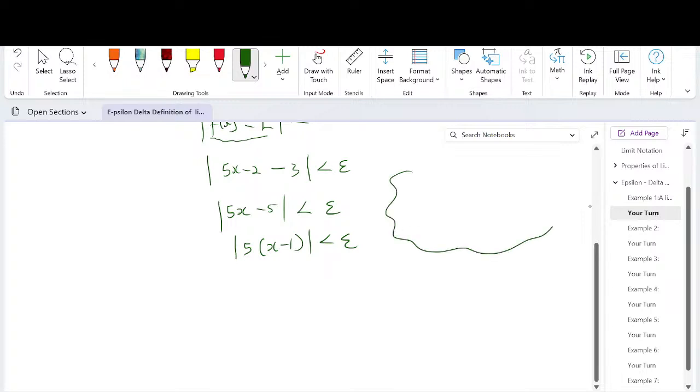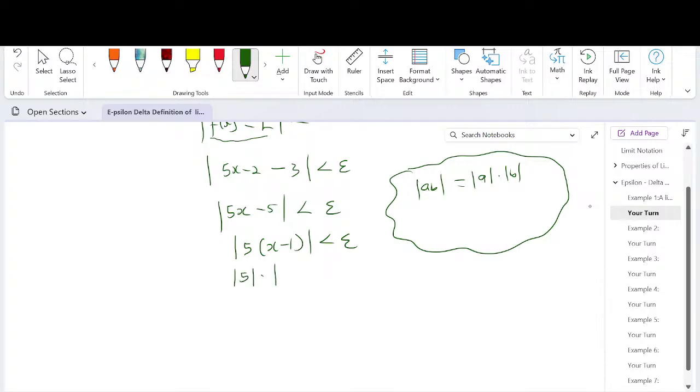You can just say that the absolute value of ab is the same as the absolute value of a times the absolute value of b. You don't need to write this, just so that you know this is the absolute value of 5 times the absolute value of x minus 1, which is less than epsilon. So you now have 5 times |x - 1| less than epsilon. So you divide both sides by 5, so |x - 1| will be less than epsilon over 5.